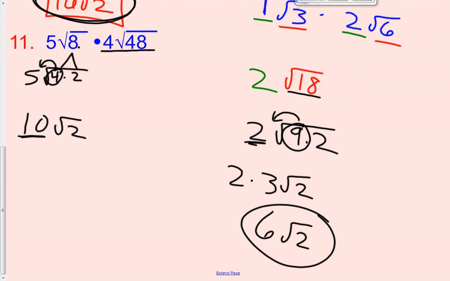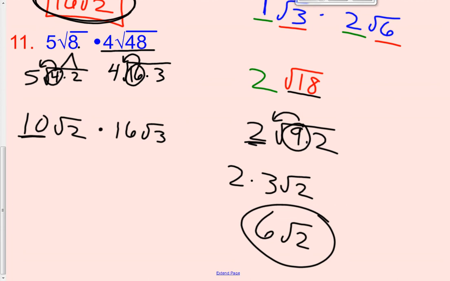Let's simplify this part. This is the same thing as 4 times the square root of 16 times 3. So now this 16 can be brought out as a 4, and 4 times 4 is 16 square root 3. So now I have 10 square root 2 times 16 square root 3.